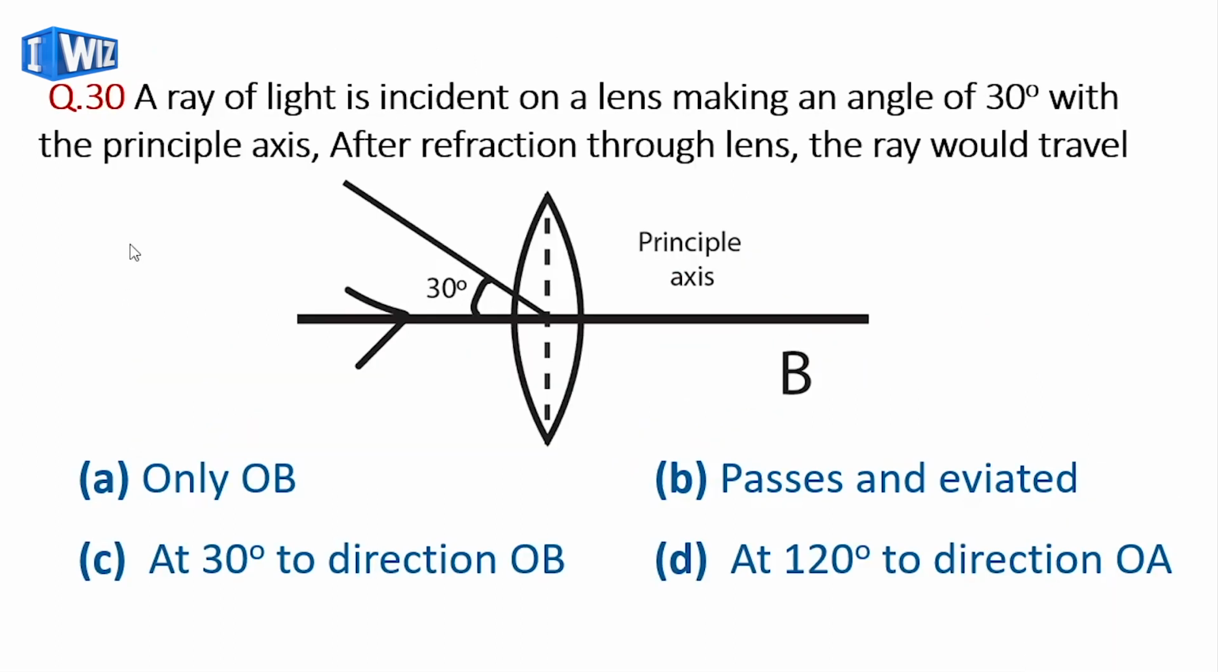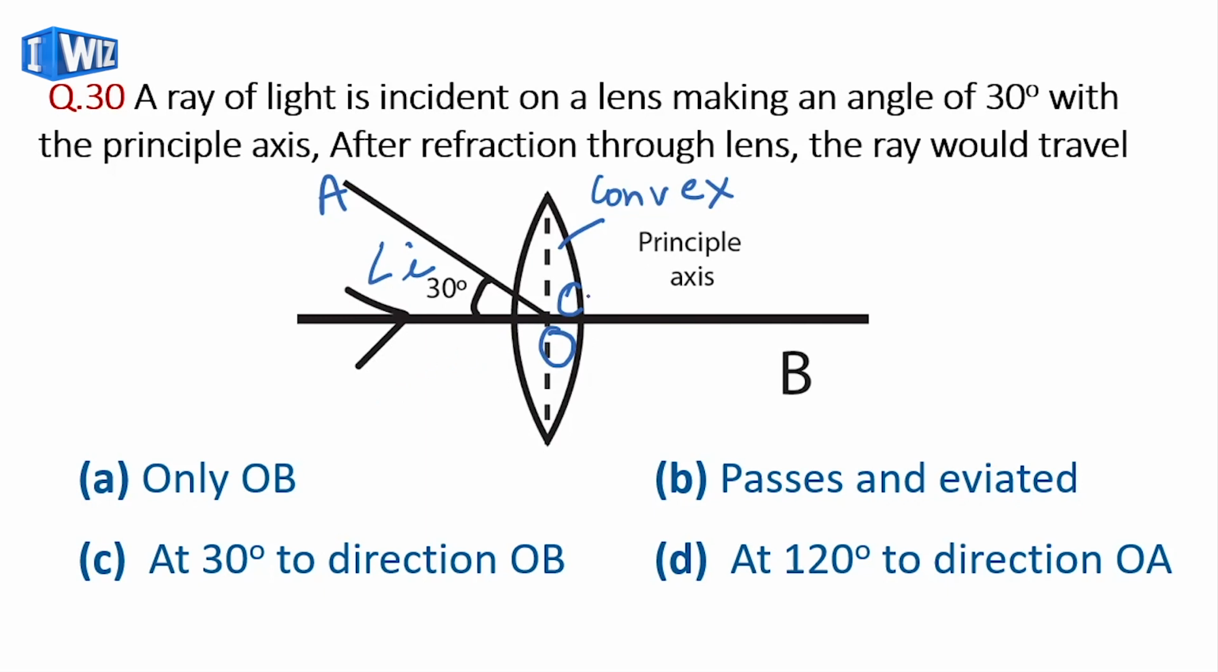Okay. Next. A ray of light is incident on a lens making an angle of 30 degrees with the principal axis. This angle is called the angle of incidence. And which lens is this? This is a convex lens. So after refraction through the lens, this is the optical center. The ray would travel only OB. Let's mark the points. Let's say this is O, this is A, this is B like this. So you have to choose the right one.